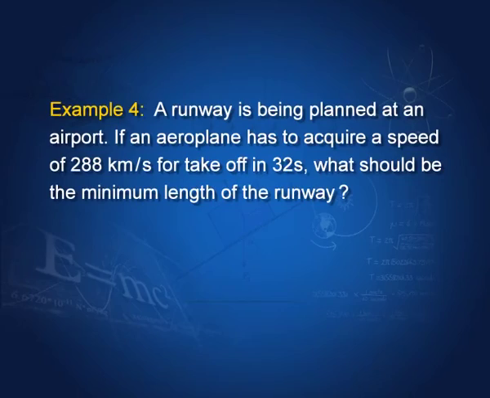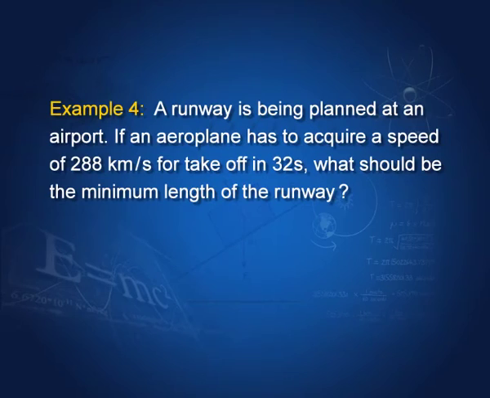Take another example. A runway is being planned at an airport. If an aeroplane has to acquire a speed of 288 kilometers per second for takeoff in 32 seconds, what should be the minimum length of the runway? If you have seen an airport, there is a long road on which the aircraft travels, attains speed and then ultimately takes off. This road is called runway.